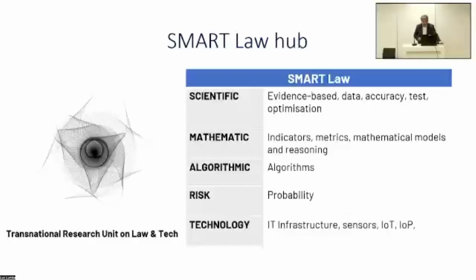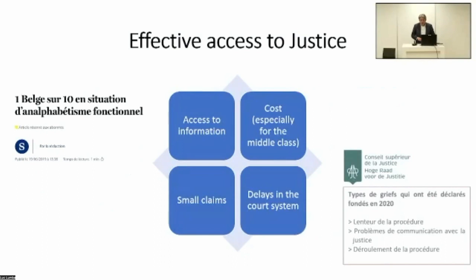So when we are discussing effective access to justice, and I would like to underline effective access to justice, it's a very huge societal challenge, not only in Belgium but in a lot of countries, for several reasons. And I would like to focus here on four reasons that are addressed most of the time in Belgium but also in European literature.